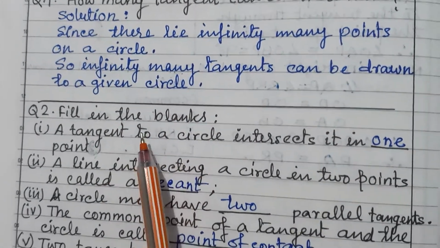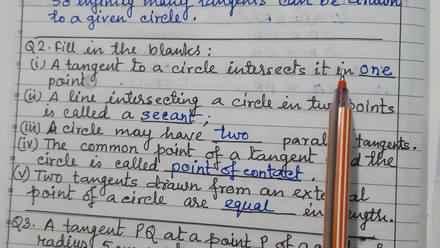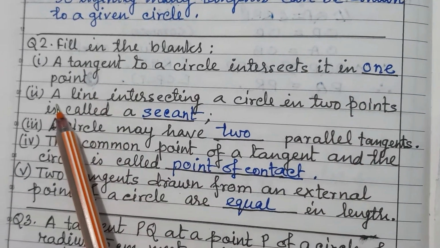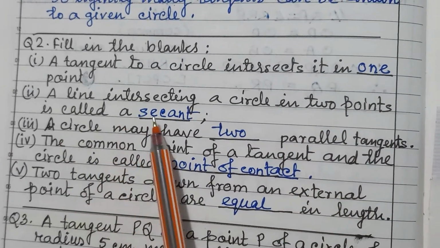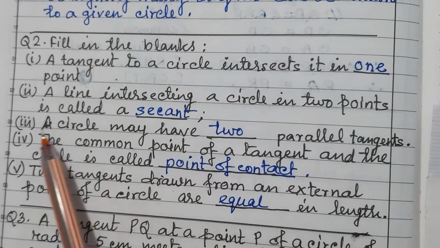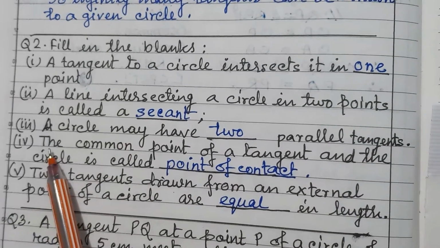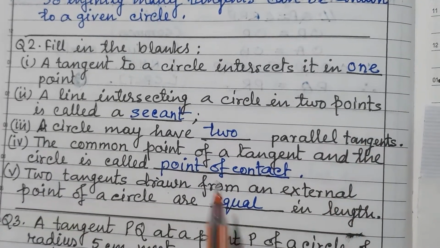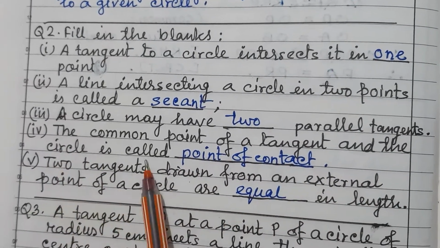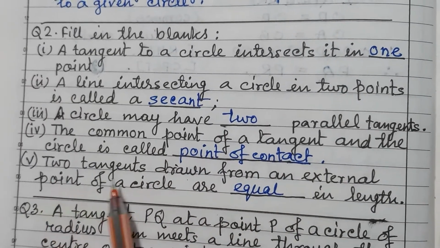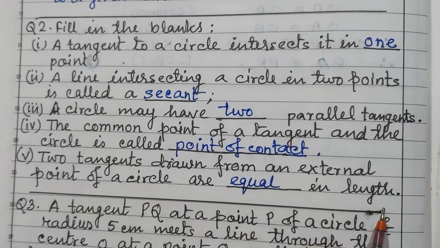Okay, fill in the blanks. Second question: the tangent to a circle intersects it in, as I have already told, only one point. Second, the line intersecting a circle in 2 points is called a secant. A circle may have two parallel tangents, just on opposite sides of the circle. Fourth, the common point of the tangent and the circle is called the point of contact. Fifth, two tangents drawn from an external point of a circle are equal in length.